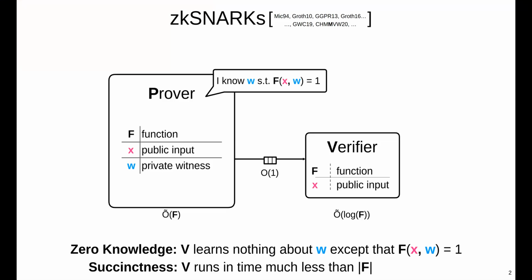Properties that you would probably want out of a zero knowledge system, such as succinctness, wherein the verifier should run in time much lesser than actually running the whole computation. And also, you probably want zero knowledge, wherein the verifier does not learn anything about the underlying witness, the secret data, right?